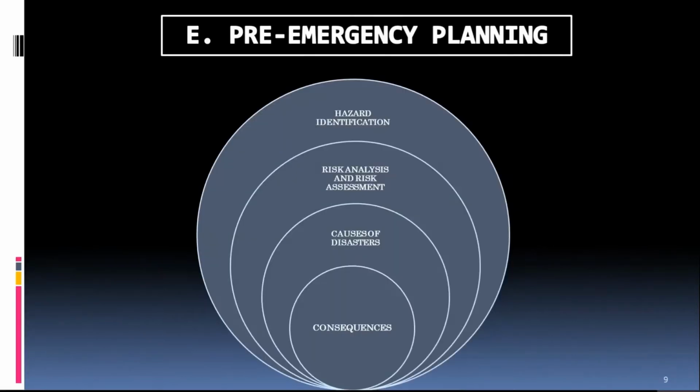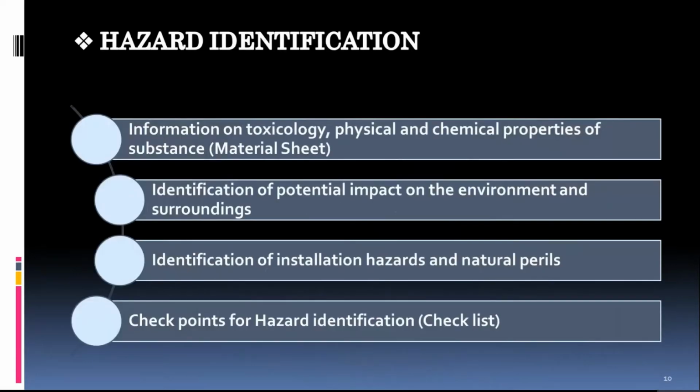Moving on to the pre-emergency planning. The pre-emergency planning comprises hazard identification, risk analysis and risk assessment, causes of disaster, and lastly, the consequences. The first step towards ERDMP shall be to identify the potential on-site and off-site hazards. These hazards include gas leaks, fire, explosion, equipment failure, pipeline ruptures, etc.